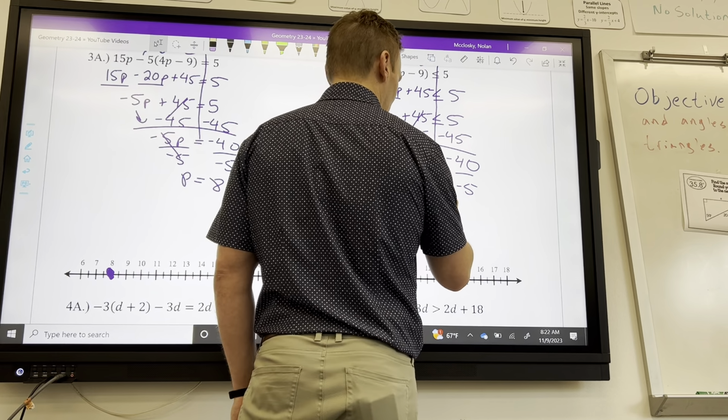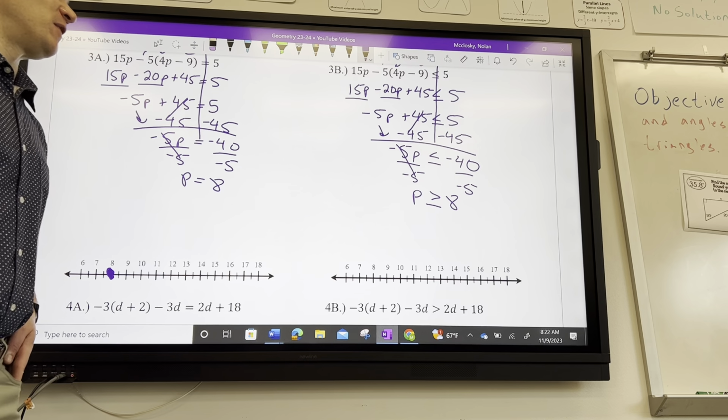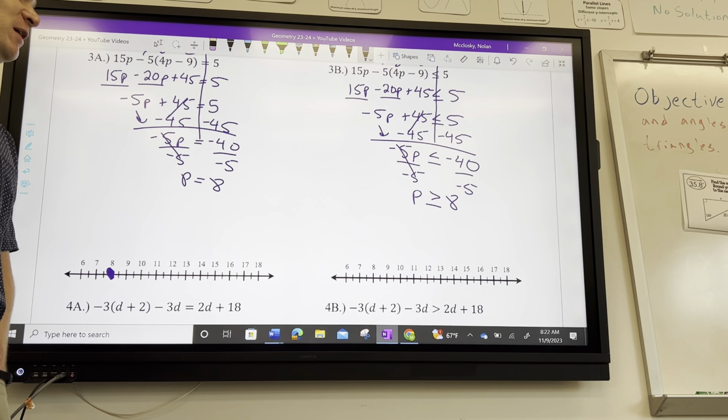Whenever this number next to the variable is negative, the inequality sign must flip. This number makes no difference over here. So it turns from a less than or equal to sign to a greater than or equal to sign. Negative 40 divided by negative 5 is positive 8. So our final answer is p is greater than or equal to positive 8.